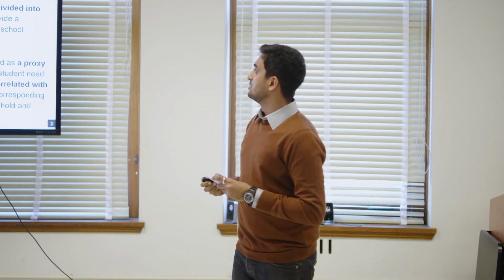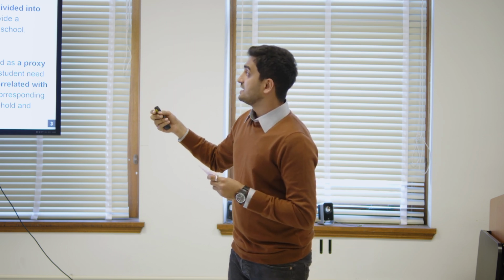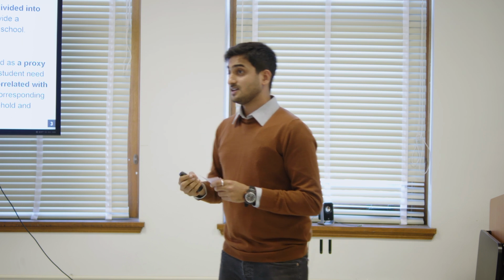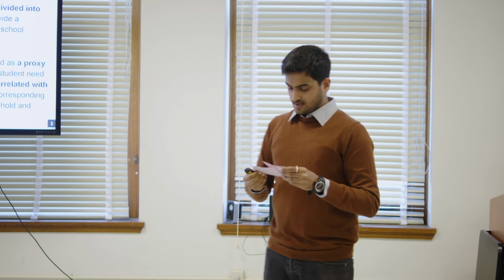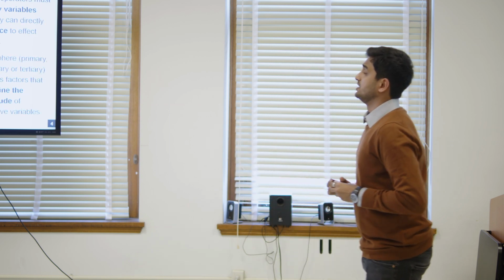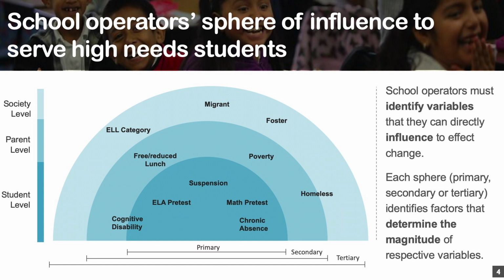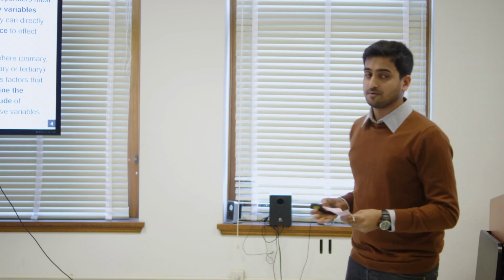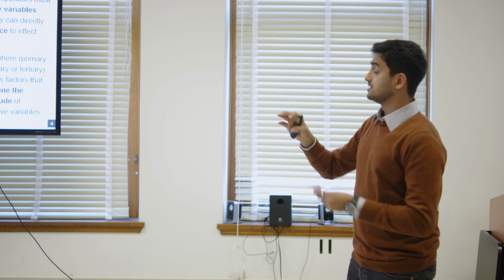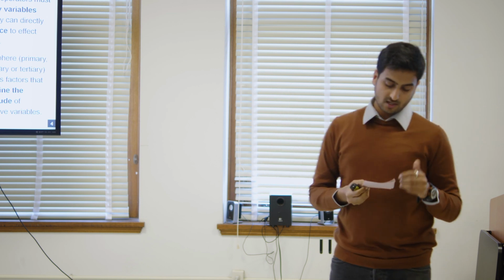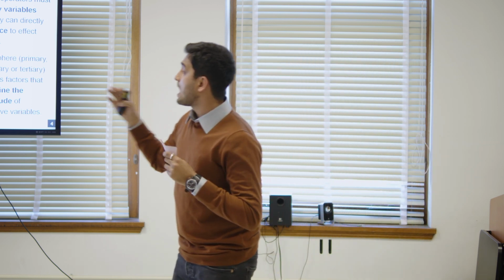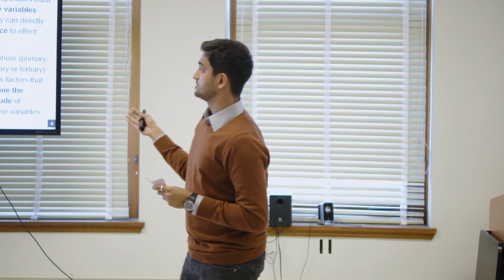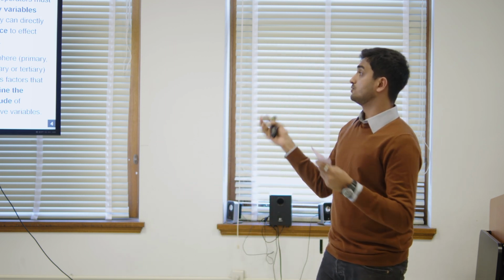You can see here that the math pretest and ELA pretest, which is the English language arts pretest, show the highest correlation, obviously, because they're directly related to the academic domain. My effort comes in when I put on the practitioner's hat and make an attempt to explain this index and the different variables to school operators. Based on a lot of interviews that I conducted, I was able to understand where and how school operators can influence these specific variables, and based on that, these different spheres of influence have been created to effect change.